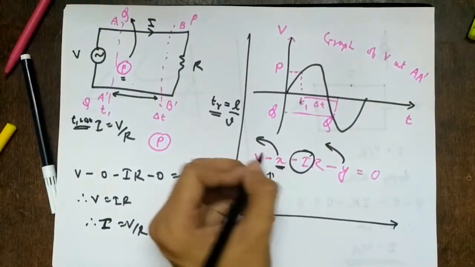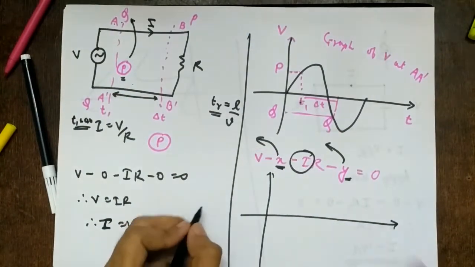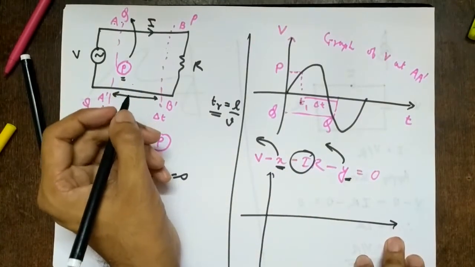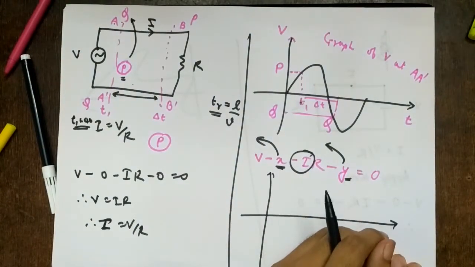So there is a potential difference along this line also. That is what we have considered here, X. Similarly, there will be a potential difference along this bottom line, which will be Y. Because of this, I cannot find the current because I don't know X and Y. So that is the problem here.